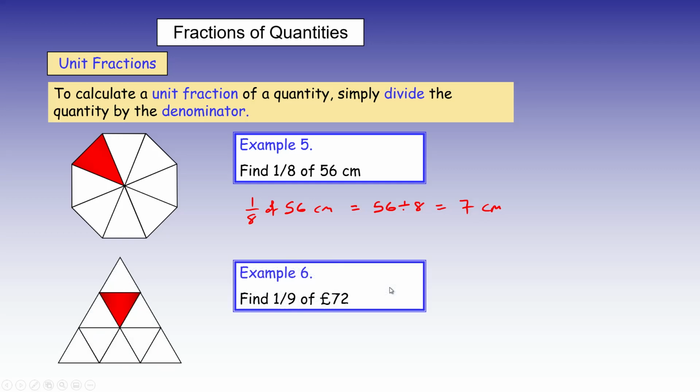And one more example. Example 6, 1/9 of 72. Now I'm sure you can do that. 72 pounds. And that's going to be 72 divided by 9, which is 8 pounds. Okay, good. Well, there's a good few examples. No need to write 5 and 6 down. I want you to have a go at a few questions for me.